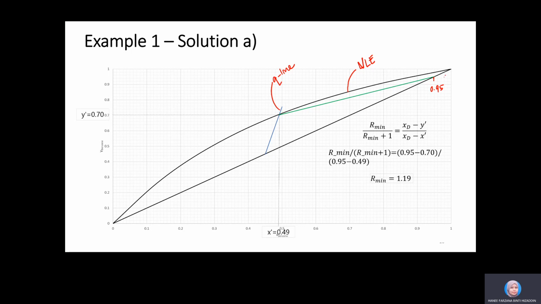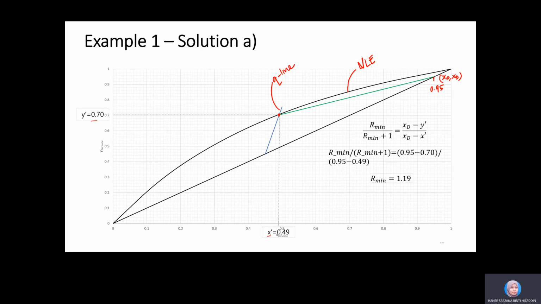So this is your point XD for your ROL, right? But now we don't use the ROL because we want to find out what is the R min. Okay, so just take the point XD, take the point where the Q line intersects with the VLE curve and connect the 2 points, you will get this green line here. So this will give you the X prime. So if you read from the graph, the X prime is about 0.49 and the Y prime is 0.7, about that.